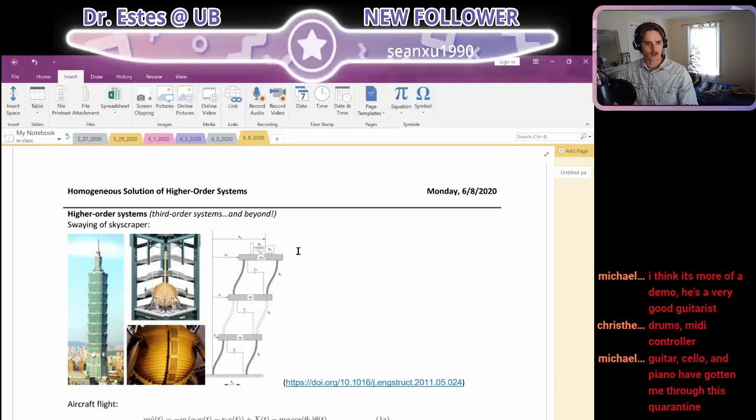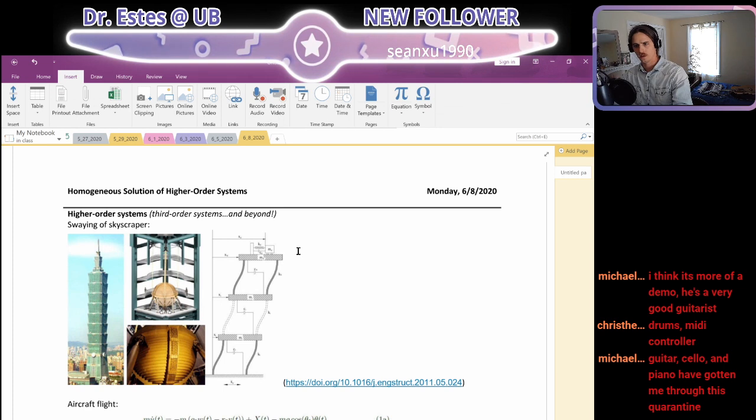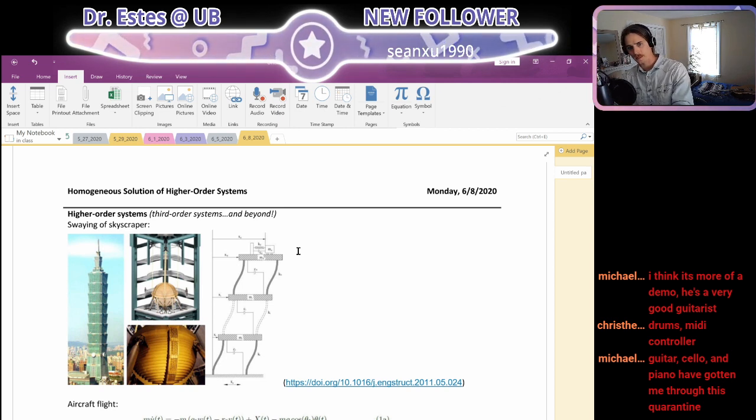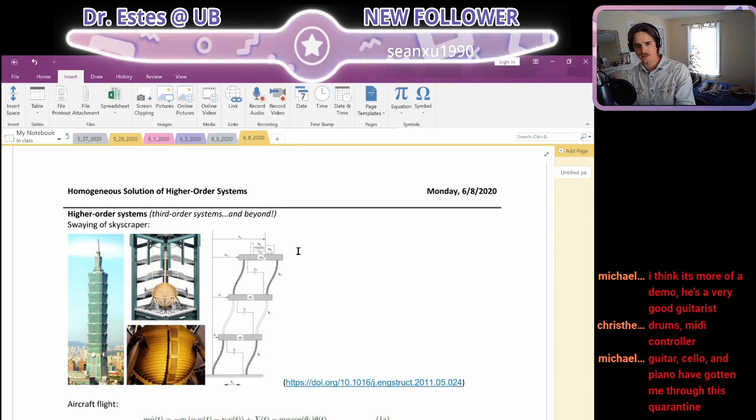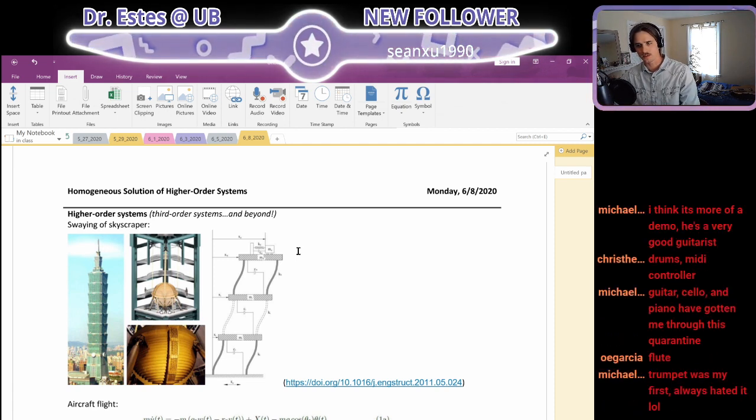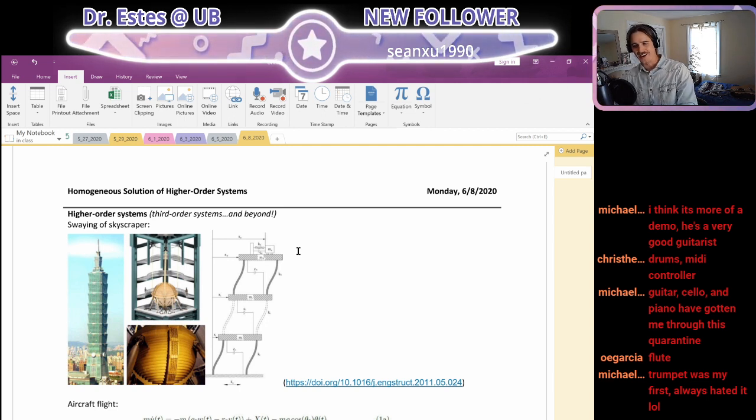Drums and the MIDI controller. I didn't know you played drums. Guitar, cello, and piano. Oh, very nice. I love the cello. I play viola. That was my first instrument. I only got into guitar maybe the past 2 or 3 years. But guitar is my favorite right now. Flute. Oh, very cool. Trumpet was my first. Always hated it.